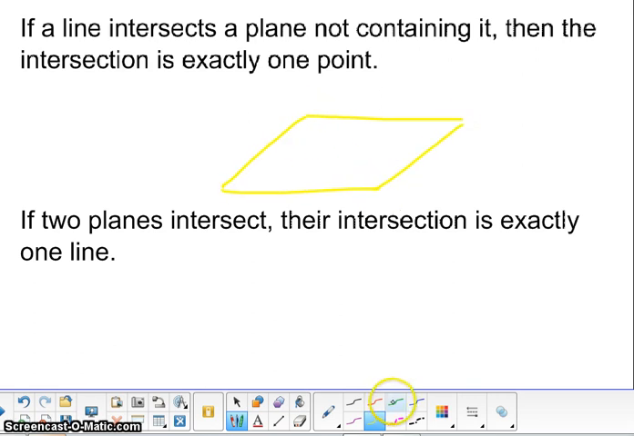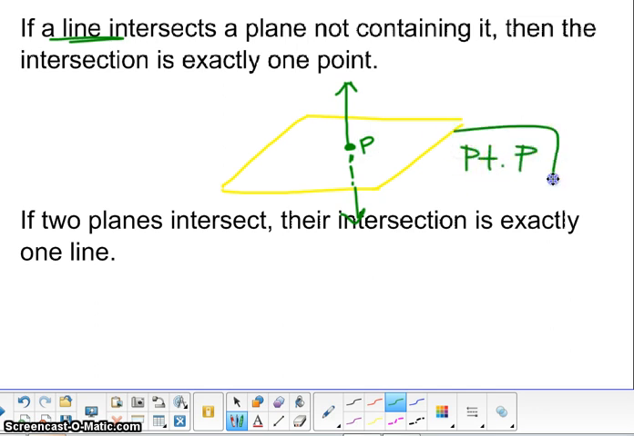And if I'm going to draw a point that it's going to go through exactly 1 point, we're drawing a line. So again, this line, there's its foot, and the dotted line represents you can't see, and then a solid line after that. So it says a line intersects a plane not containing it, then the intersection is exactly 1 point. Very good. And that point would be point P, is the intersection.